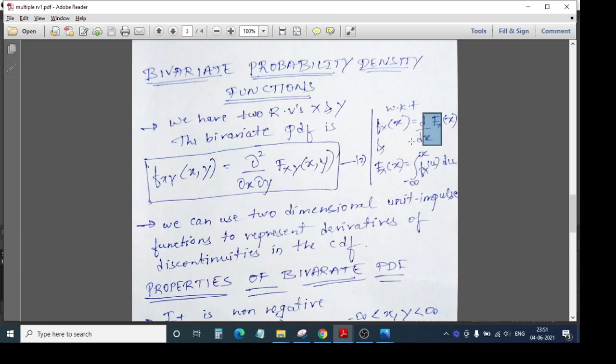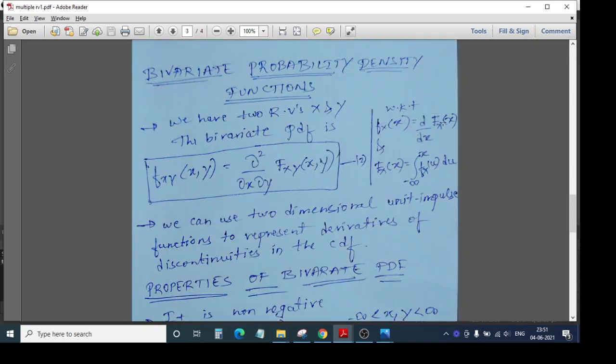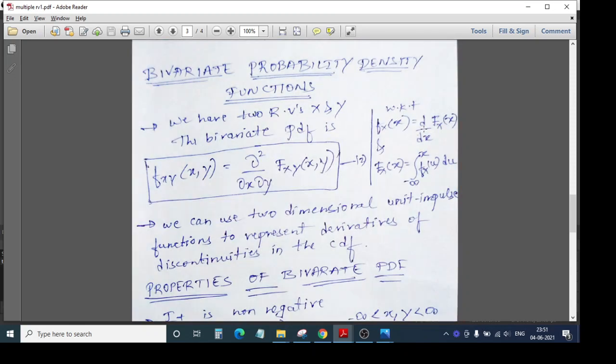And one more very important relation from your module number 1: these are inverse pairs. That is, if I want a CDF, what I will do? I will put an integration sign for your PDF. This has been explained in detail in the first module. So remember these two relations. Going ahead, what actually is this bivariate PDF? We'll try to see that.